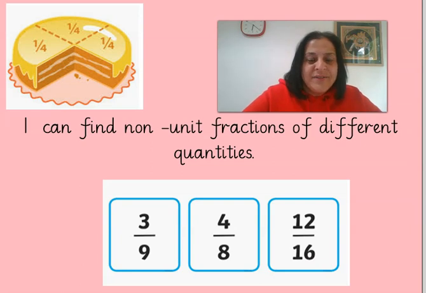Hello again. So today we're going to move on to finding non-unit fractions of a quantity. That's a fraction where the numerator is greater than 1. So once again you're going to need to grab yourself a piece of paper and a pen or pencil because there will be activities for you to complete at the end of this little video.